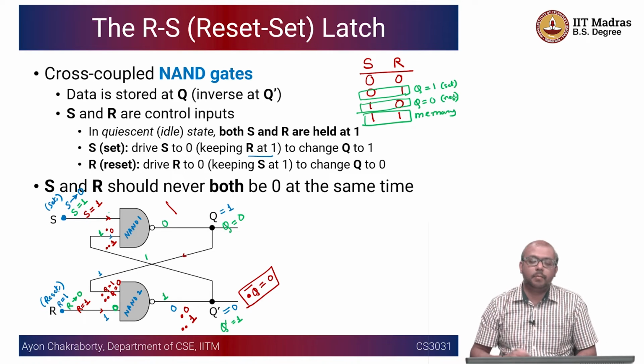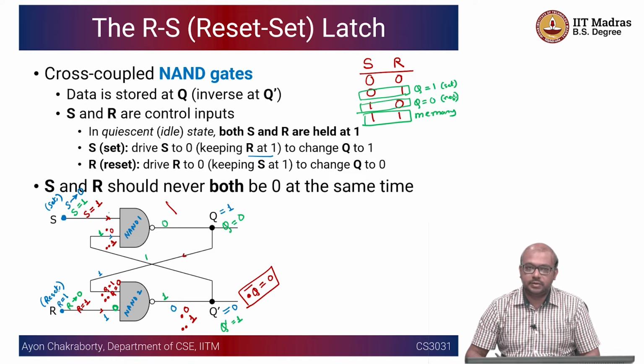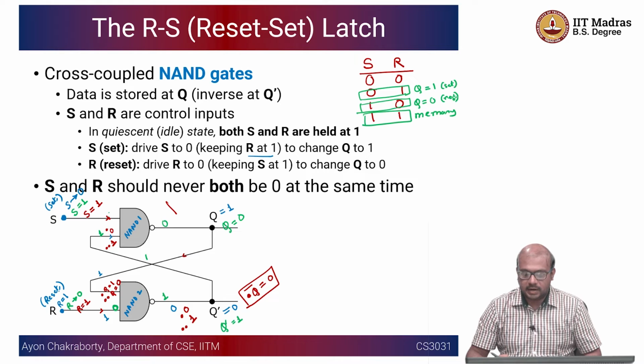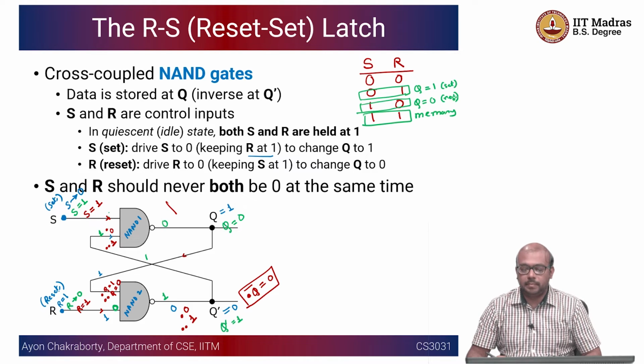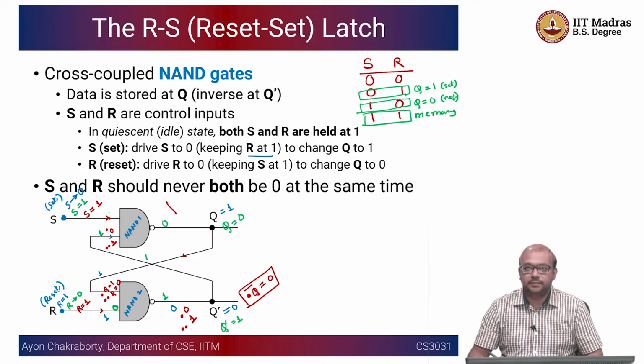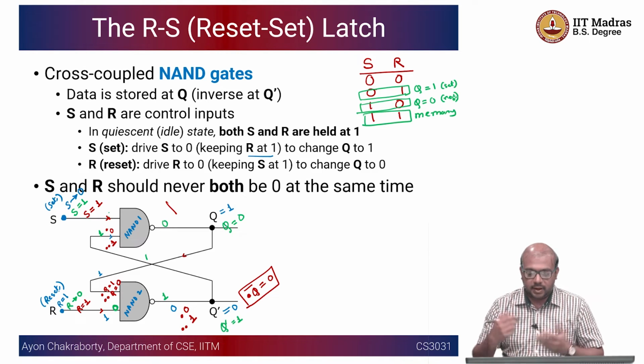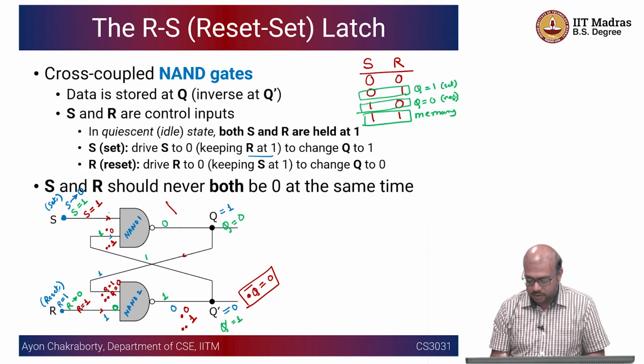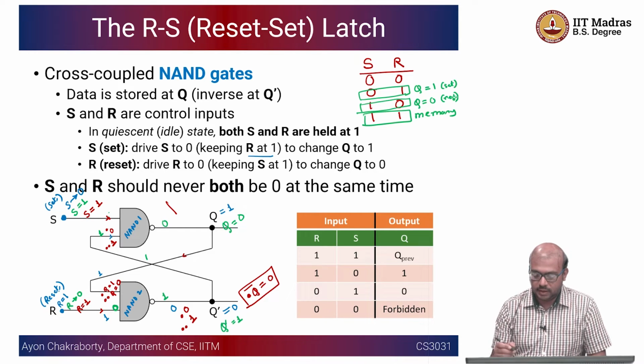There is one more combination, 0 0, which is still remaining, and suddenly we are saying that S and R should never be both 0 at the same time, and you need to investigate why, right? We will investigate why. There will be some problem that you can figure out yourself also. If you can pause the video and try it out yourself, that would be nice, right?